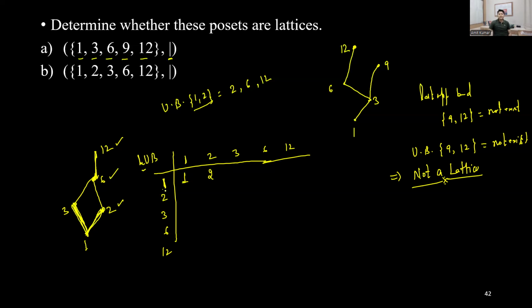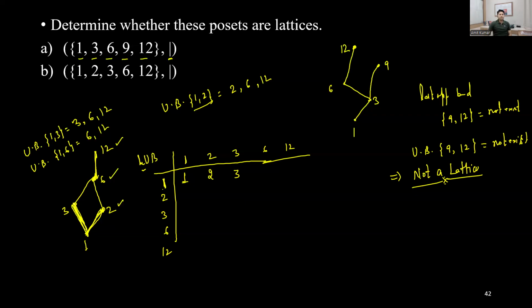In the same manner, the least upper bound for 1 and 3. If I list the upper bounds of 1 comma 3, what are they? Common upper bounds are 6, 12, and 3. And the least one out of these 3 is 3. In the same manner, the least upper bound of 1 and 6. So what will be the upper bound of 1 and 6? 6 itself and 12 itself.